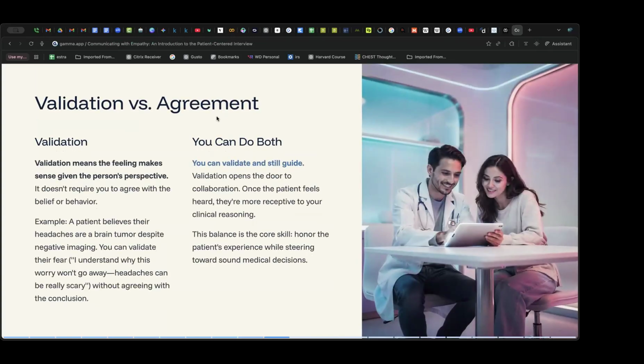We already said about mirror and validate. Validation means the feeling makes sense. You don't need to agree with the reason for the feeling, but the feeling makes sense. You can validate and guide.